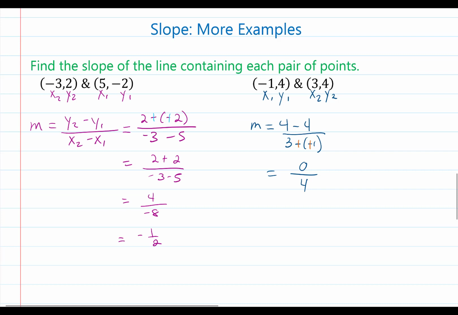So what we notice is that we have a ratio of 0 over 4, which simplifies to be 0. That means the slope of this line that contains these 2 points is 0. And if we were to plot these 2 points on the coordinate plane, what we would discover is that they actually form a horizontal line. So all horizontal lines have a slope of 0.